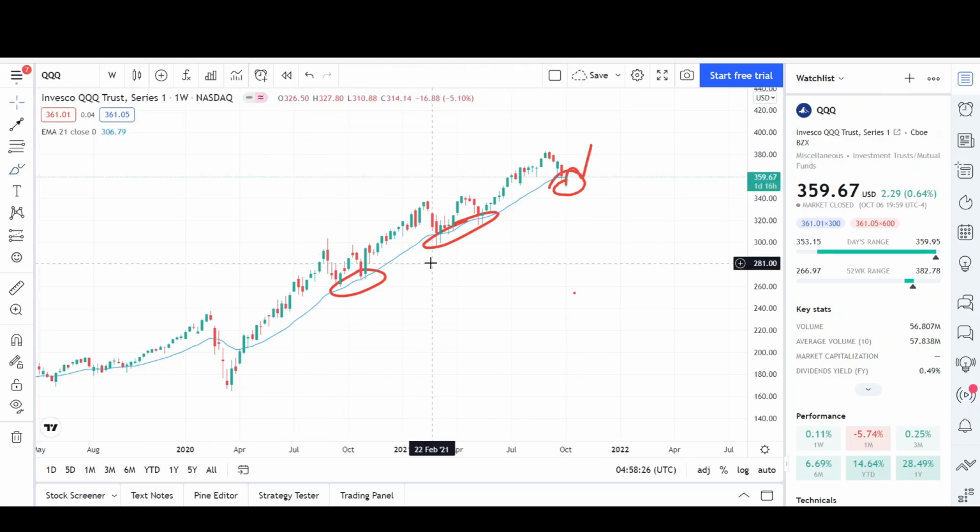But other than that, it's a very strong trend. Every time we come into the EMA, we get some support, so that's pretty strong. That's why I expect us to continue higher. This isn't like the top of the market. I don't see it yet, so gotta wait and see.